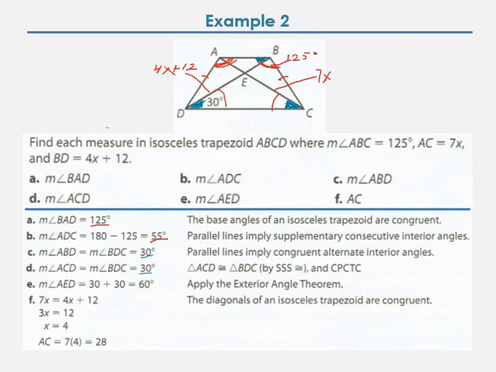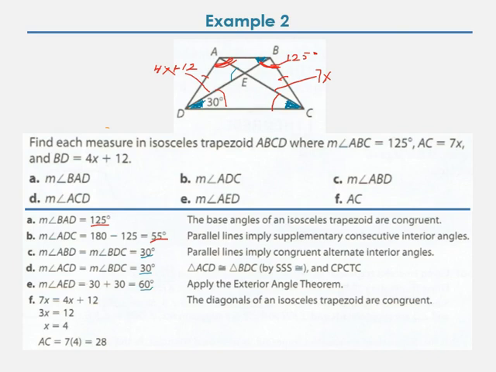Okay, E, the measure of angle AED. That's this angle right here. And this angle, AED, is an exterior angle to these two remote interior angles. We know that both of these were 30 degrees, so 30 plus 30 is 60 degrees.